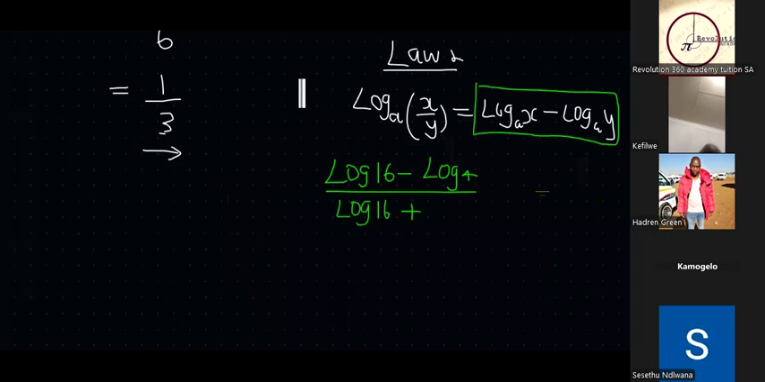Any question? Okay. If there's no question, now we will bring these 2 down in the front, as well as this 6 down in the front. So that's the next step. So we're going to have 2 log 2 divided by, you bring that 6 down, 6 log of 2.